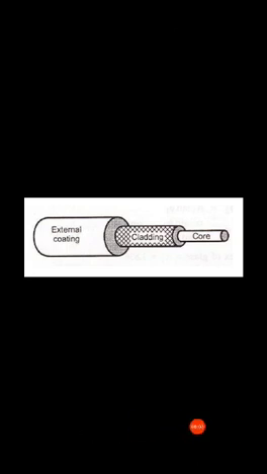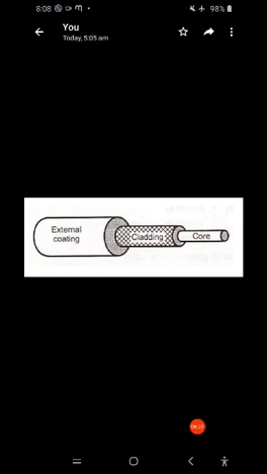Next, the cladding adds mechanical strength to the fiber, and it protects from surface contaminants. If any damage happens, it will protect the core, because the core is the main section. That will be protected by this cladding material.